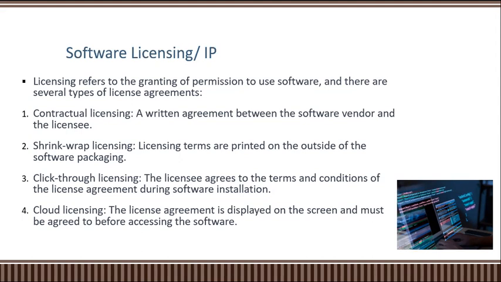Next is going to be click-through licenses. The licensee agrees to the terms and conditions of the license agreement during the software installation. And fourth is cloud licensing. The license agreement is displayed on the screen and must be agreed to before accessing the software.